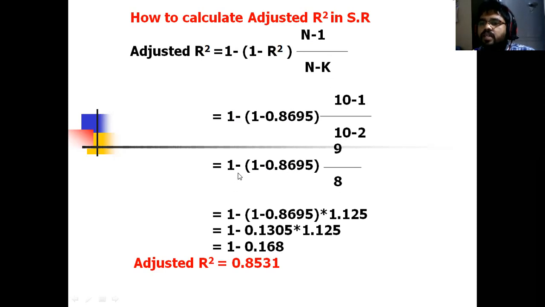Then as it is, you can take 1 minus, so you can cancel 9 by 8. You will get 1.125. Then after that, take 1 minus 0.8695. How much will come? 0.1305 will come when you subtract this value from 1. And after getting the values, you can multiply with this number.